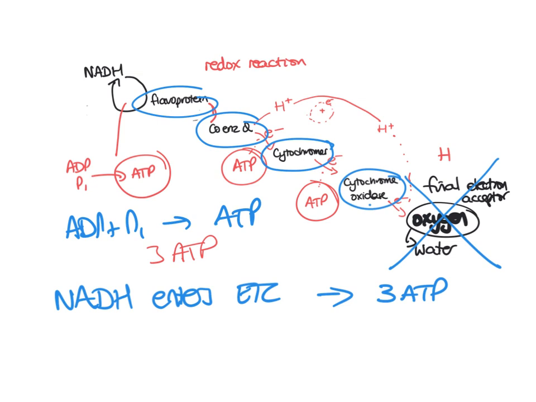You can say that the hydrogens are passed down the first couple of carrier molecules. Now, you can name them if you want. But then after coenzyme Q, the hydrogen dissociates, and it's the electrons that are passed down the carrier molecules. Oxygen is the final acceptor, and it accepts the hydrogen to form water.